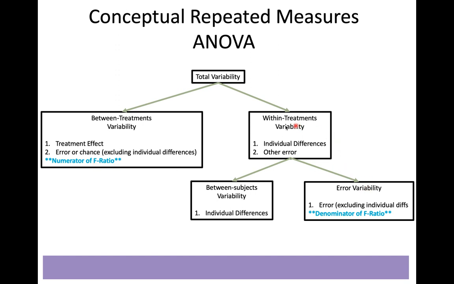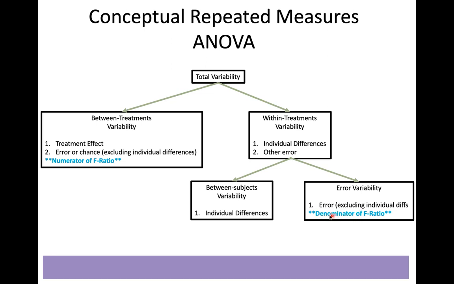In a one-way ANOVA, the within treatments variability is the denominator of our F statistic. But we're not doing a one-way ANOVA, we're doing a repeated measures ANOVA. So we split the within treatments variability into individual differences between subjects variability and error variability. As we said before, we're not interested in individual differences, so we throw that away. We get to remove it from the experiment. And then the denominator of our F ratio is what's left over as our error variability.